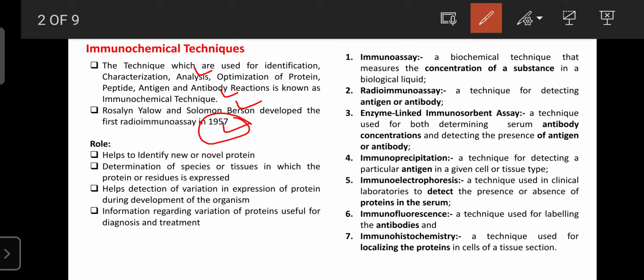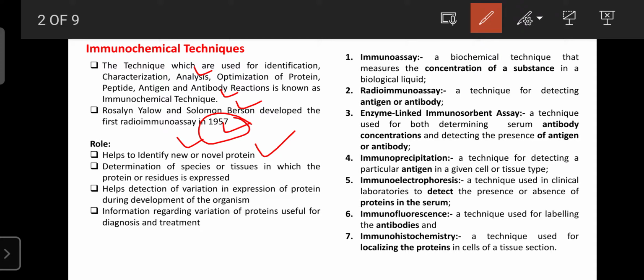Regarding the role, immunochemical techniques are helpful to identify new and novel proteins. Whatever the entry mechanism, the organism produces certain new proteins. By targeting that protein, we can diagnose the disease, or we can identify endocrine disorders as well as infectious disease by identifying new and novel proteins from the serum with the help of immunochemical techniques.